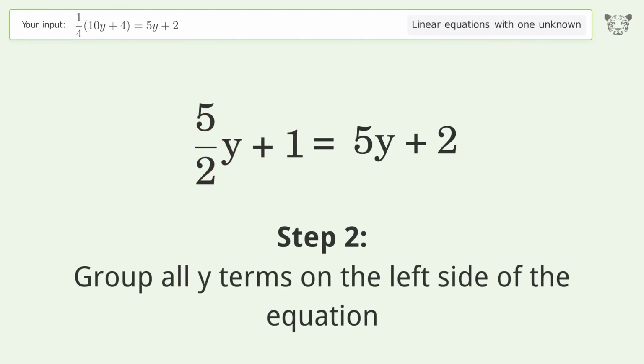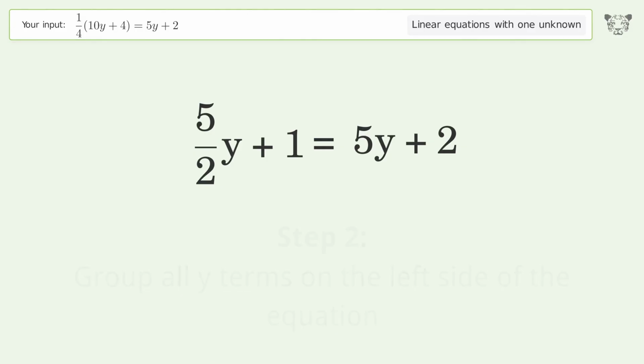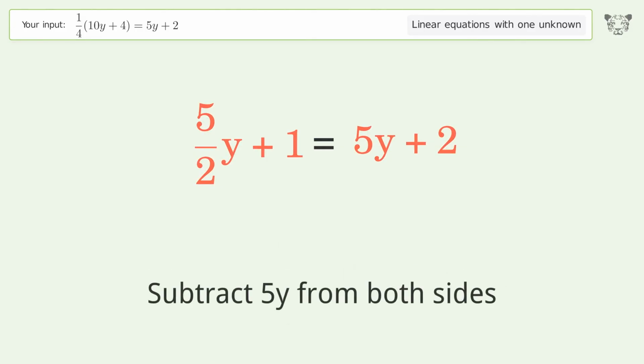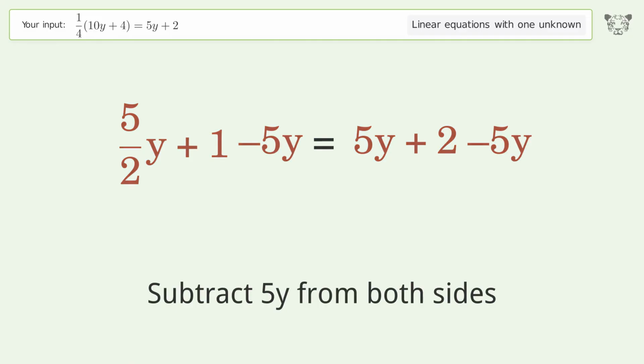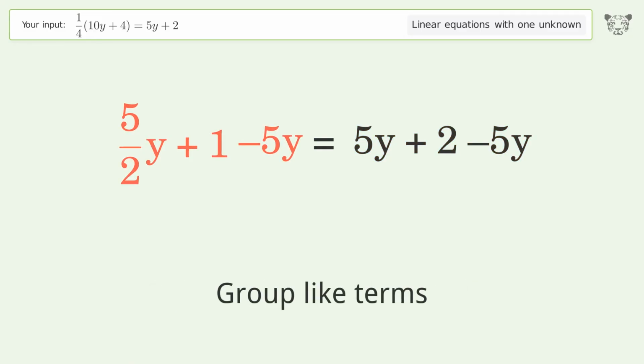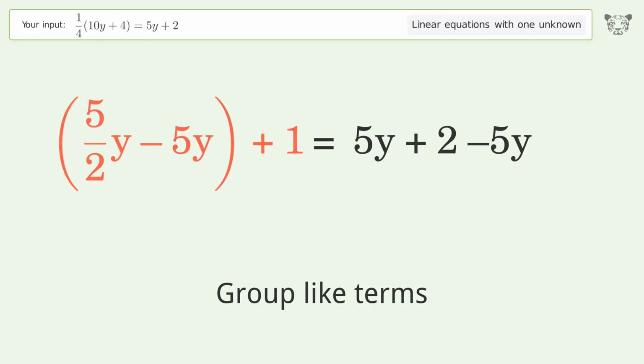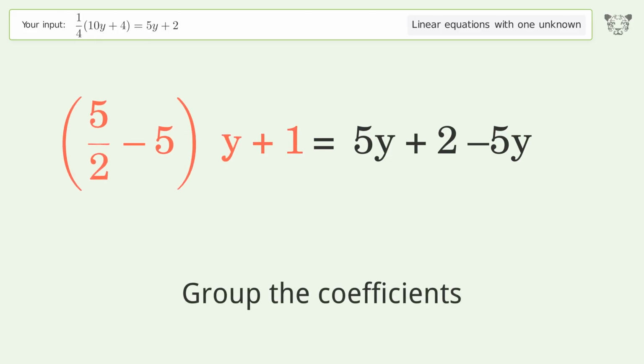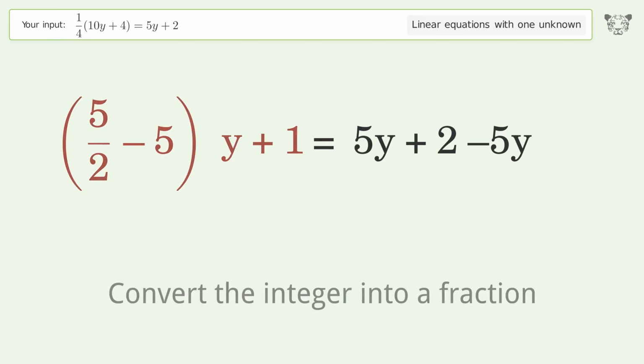Group all y terms on the left side of the equation. Subtract 5y from both sides. Group like terms. Group the coefficients. Convert the integer into a fraction.